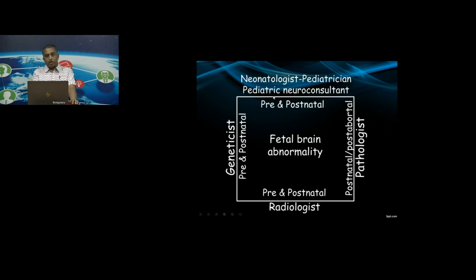Now, each of these specialists have their own perspectives, and each of them should also know the limits and the scope of what the other specialists can do. And therefore, convergence of all these expertise of all these four specialties would actually work towards the proper diagnosis, proper genetic diagnosis, anatomical diagnosis, as well as counseling. Now let's look at their roles quickly.